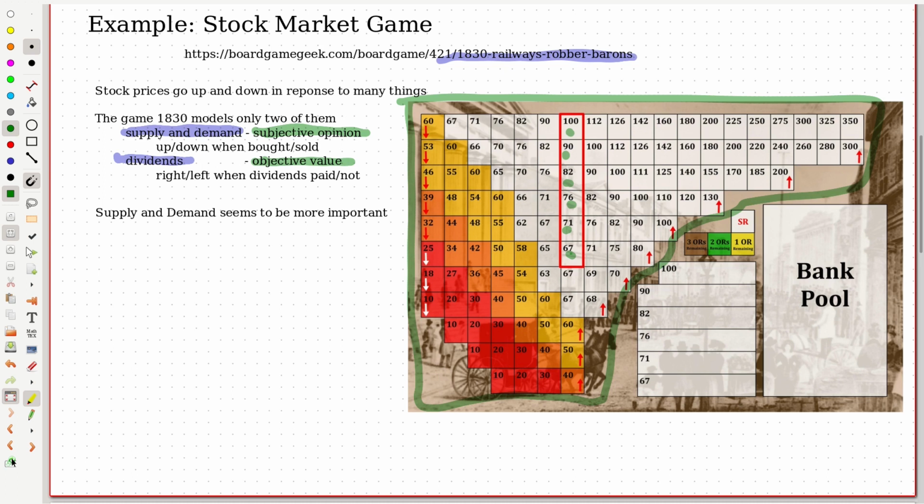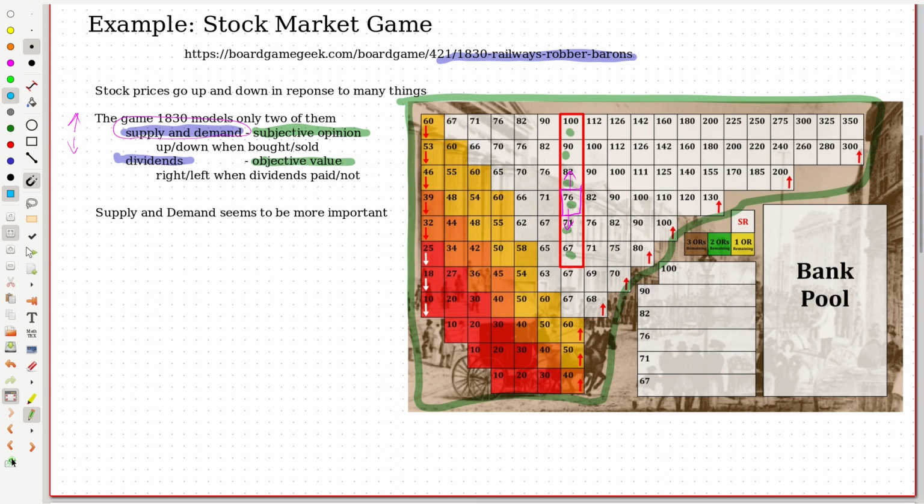So for supply and demand, when a stock is bought, you go up, and when a stock is sold, you go down. So if, for example, you're in this cell here, and the initial price is 76, if after making that initial offering, somebody buys the stock, then the price will go up to 82. On the other hand, if the first thing someone does is immediately sell the stock, then the price goes down to 71.